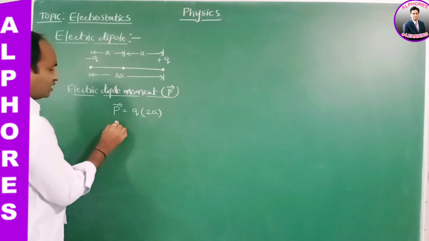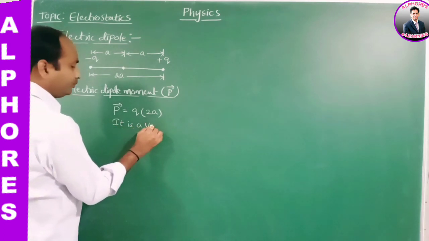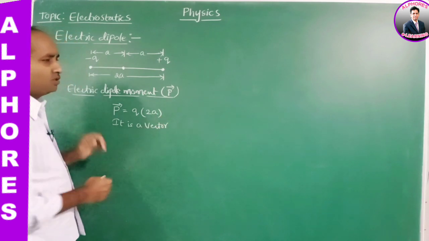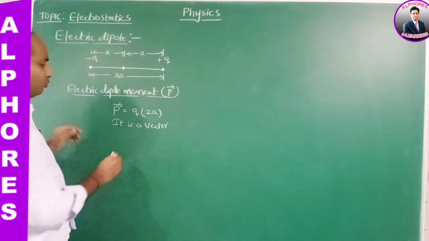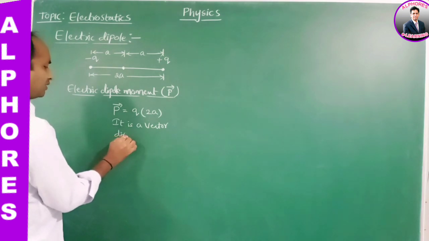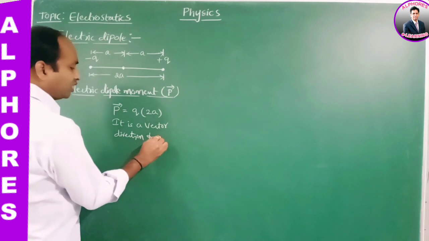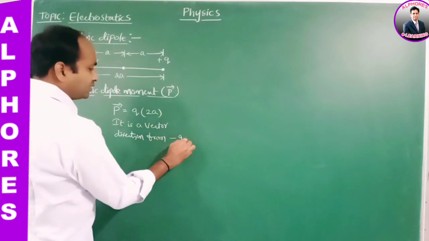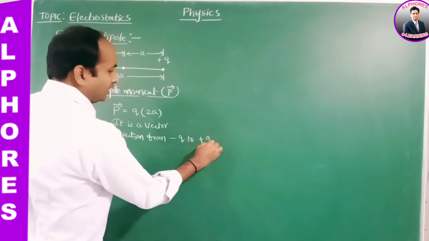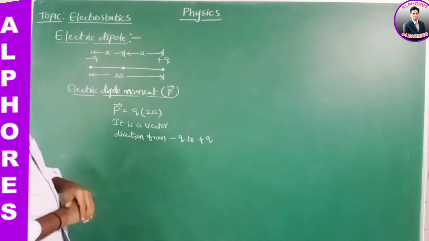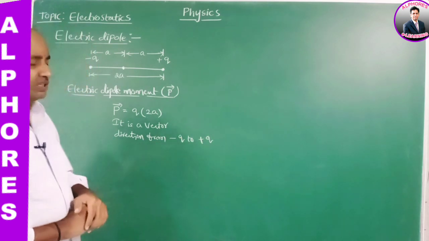It is a vector quantity, so we should specify the direction. What is the direction of the dipole moment? The direction is from the negative charge to the positive charge, minus q to plus q. The direction of the dipole moment is always from the negative charge to the positive charge.